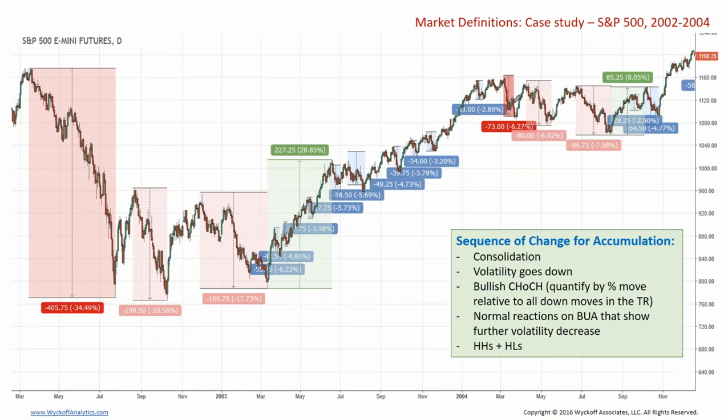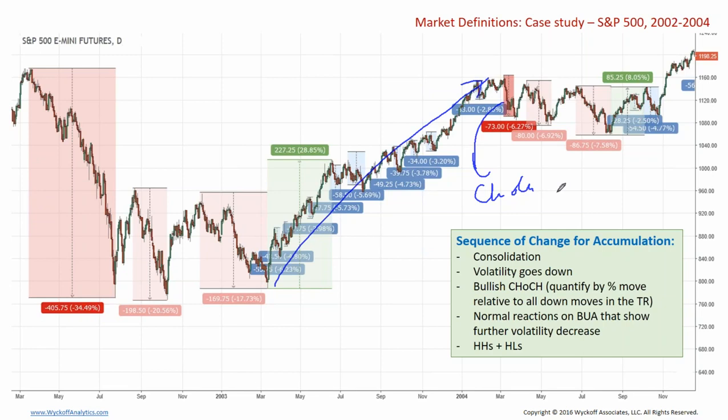I'm not extremely precise on this reaction, so you can see that I took this high and went up to here. It should be up to here, so maybe like 6.5, 6.7. With the exception of this reaction right here, everything else is below that number. So quantifiably, it shows us that this is a change of character, and that this move to the upside, at least for now, is done.